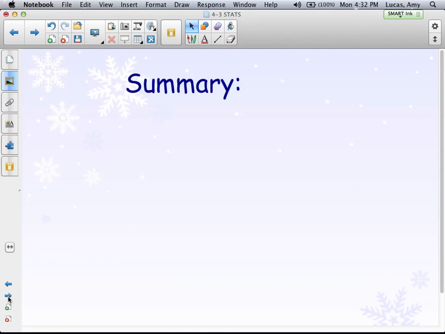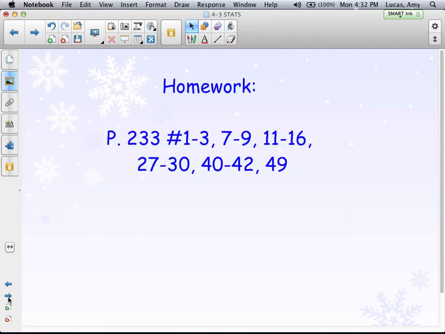You can write a summary now. And then here are your homework problems. They kind of skip around. Make sure you read the directions to see which ones you are required to graph, because some of them ask you to graph.